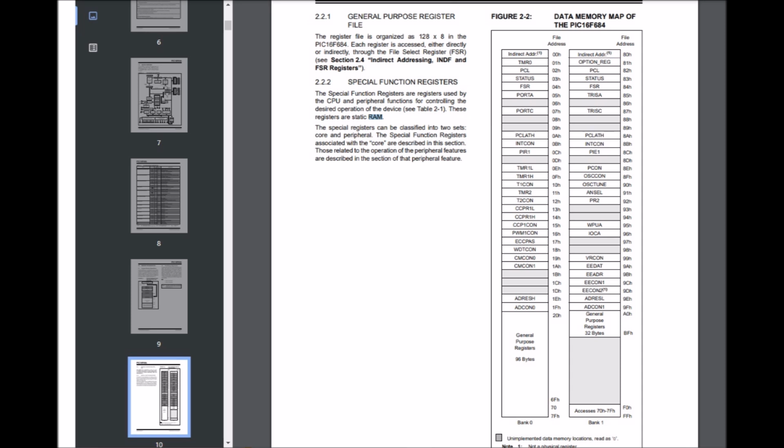The PIC16F684 typically has 4 banks, but not all banks are fully populated. Bank 0 is the primary bank with the most commonly used SFRs and GPRs, accessing RAM.